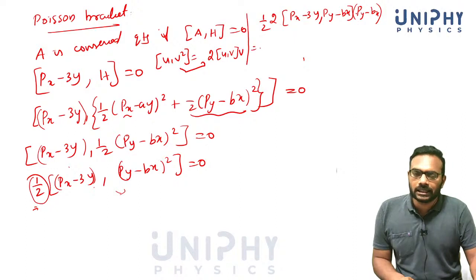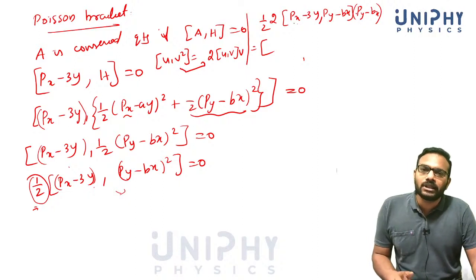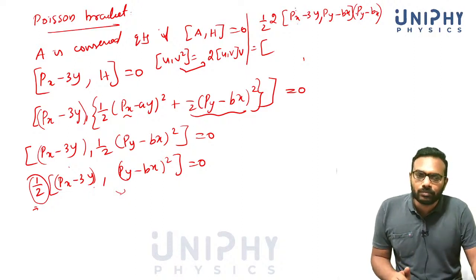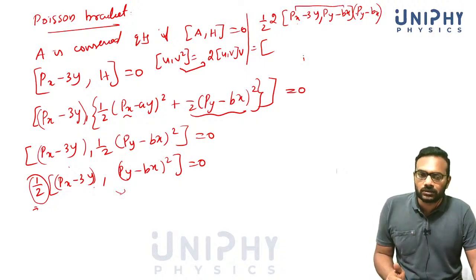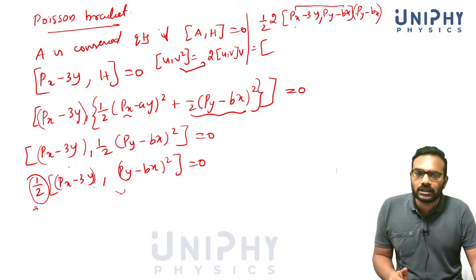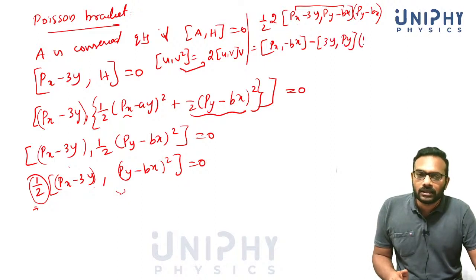So the halves cancel. What is px minus 3y with py minus bx? Again, you need to take only non-zero commutators. We know that px with bx is non-zero and 3y with py is non-zero. All other terms are 0, because px with py is 0, and 3y with bx is also 0. So you take the non-zero commutators, and you see that this becomes px with minus bx, and then minus 3y with py, multiplied by py minus bx. This is equal to 0.